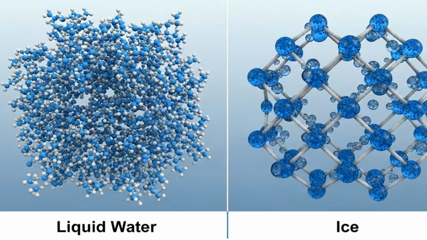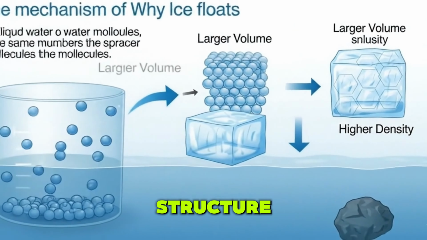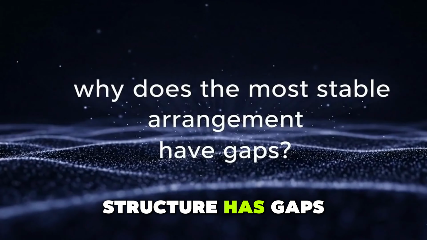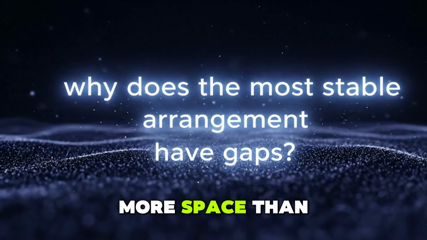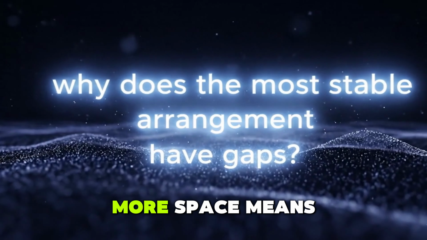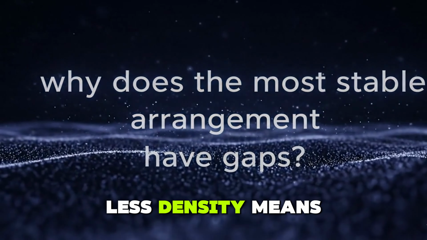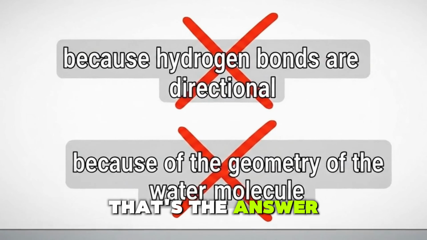It's open. It's spacious. It's like a honeycomb or a lattice with empty space built into the geometry. When water freezes, the molecules don't squeeze together. They lock into this open crystalline structure. And because the structure has gaps, ice takes up more space than the same amount of liquid water. More space means less density. Less density means ice floats. That's the answer. That's the mechanism.